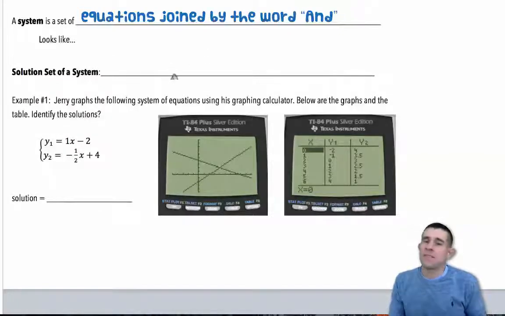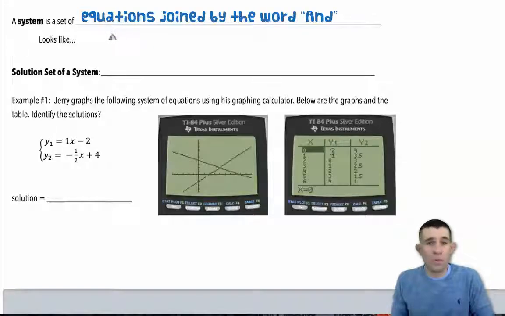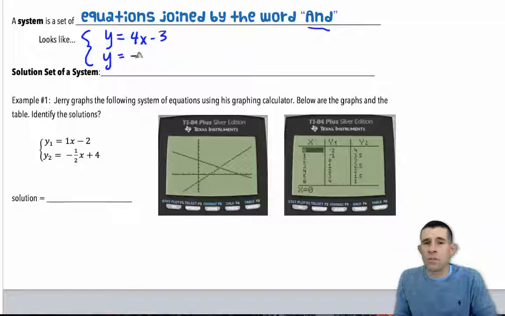Today we're taking a look at systems of equations. Now, a system of equations is simply more than one equation joined by the word "and." So, for example, we'll have a big squiggly bracket out here, and we might have a system that reads like this: y is equal to 4x minus 3, and y is equal to negative 1/2 x plus 7. This would be considered a system of equations.